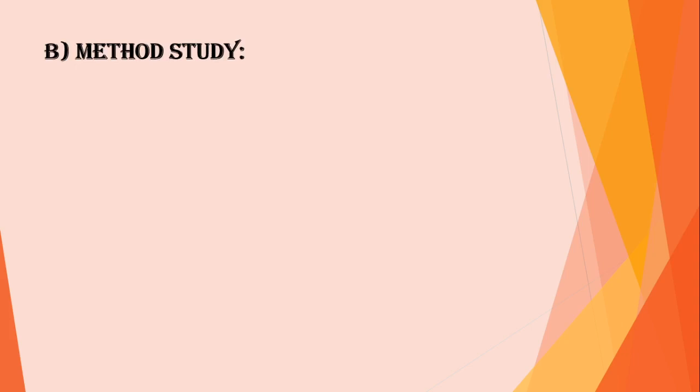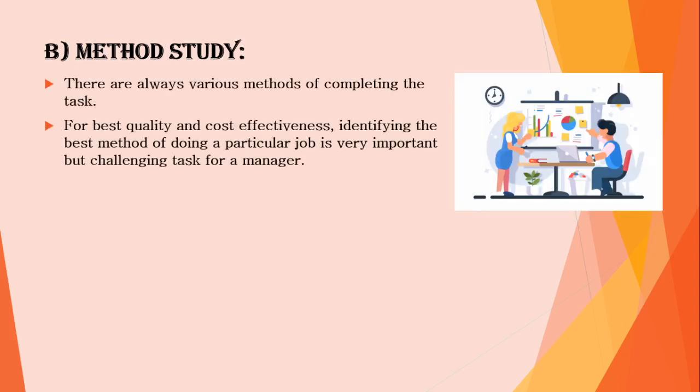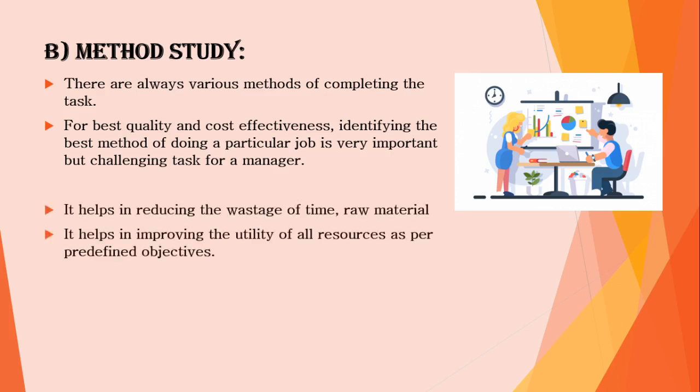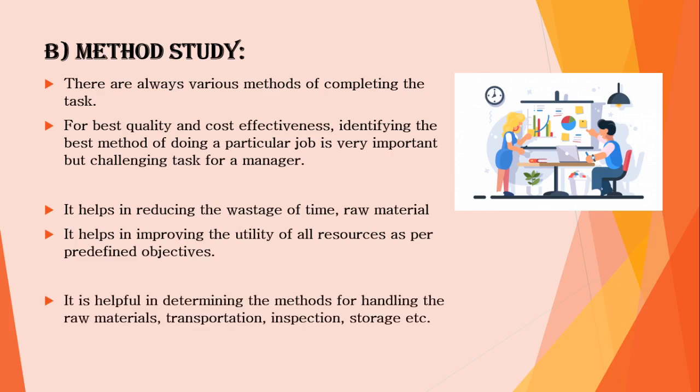The second is method study. There are always various methods of completing the task. For best quality and cost effectiveness, identifying the best method for doing a particular job is very important and very challenging also for a manager. It helps in reducing the wastage of time and raw materials. It helps in improving the utility of all resources as per predefined objectives. It is helpful in determining the methods for handling the raw materials, transportation, inspection, storage, etc.